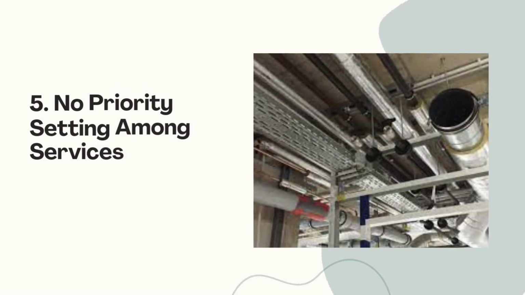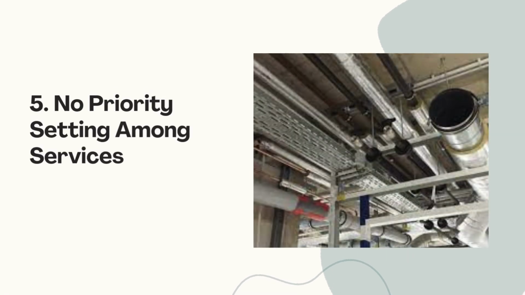The fifth point is no priority settings among the services. Which services should go first? Ductworks, pipe, or cabling? If it is not decided, every contractor fights for space and clashes will happen. The solution is to set a priority. Usually, ducting comes first, followed by piping, and then cable trays. This should be clearly mentioned in the coordination documents. Also, clear height areas to be checked.